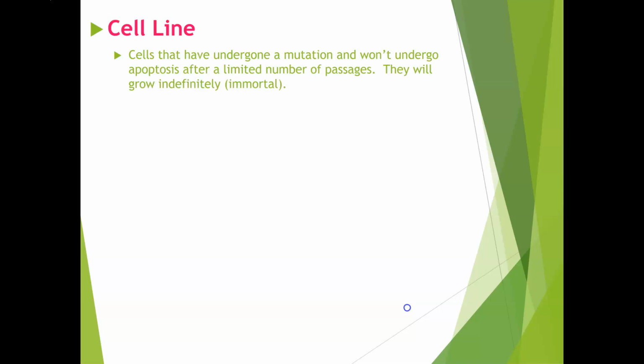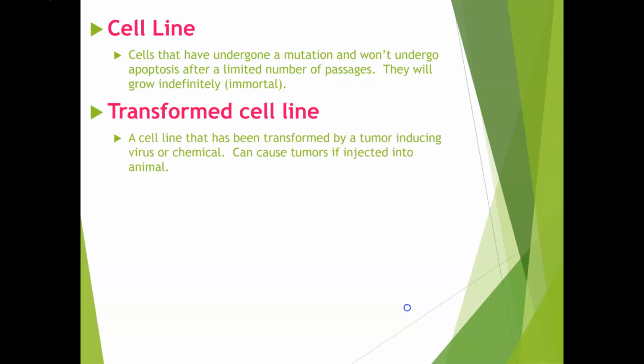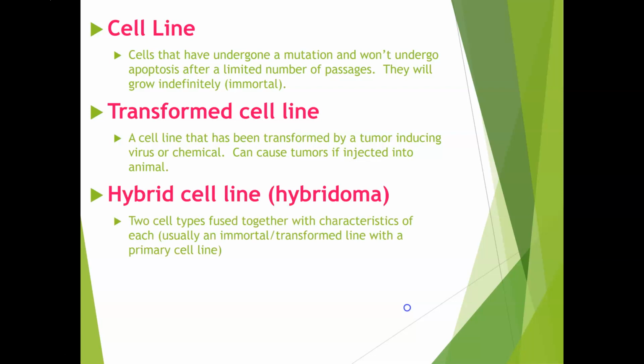A cell line is a type of culture that has undergone mutations and will not undergo apoptosis after a specific number of divisions. These cells will divide forever, provided they are given the appropriate nutrition and space to do so. They are immortal. Often cell lines are composed of transformed cells. These are cells that have been altered from the normal state by a virus or chemical mutagen. These changes make the cell line immortal and will often cause tumors if injected into a specific animal host.